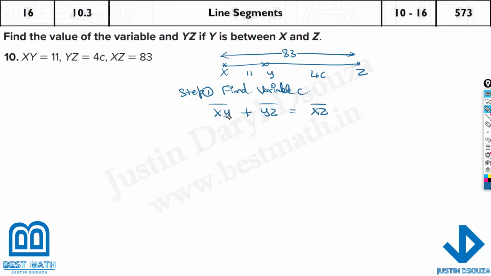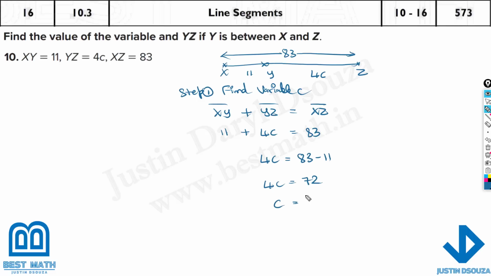Now we can just substitute. What is XY? It's 11, given over here in the question. Plus YZ, it's 4c. That is equal to 83. So let us just solve for c. 4c is going to be 83 minus 11, and then 4c will be equal to 72.